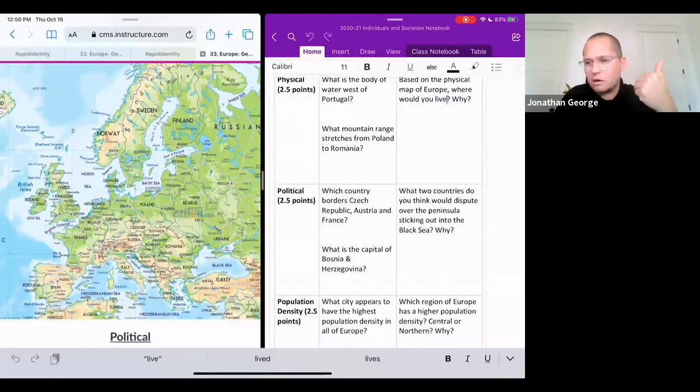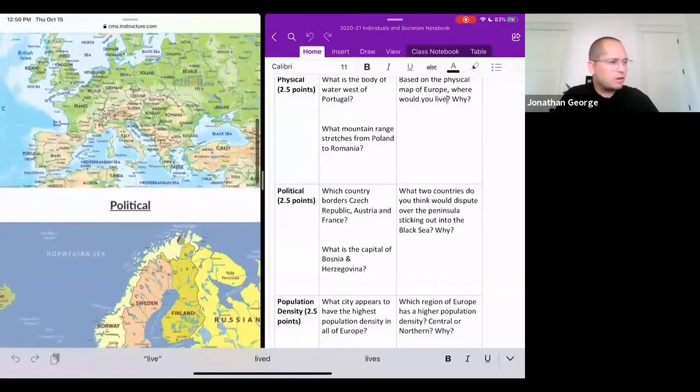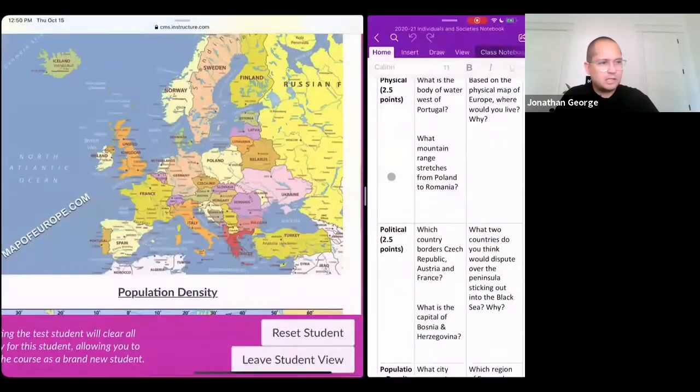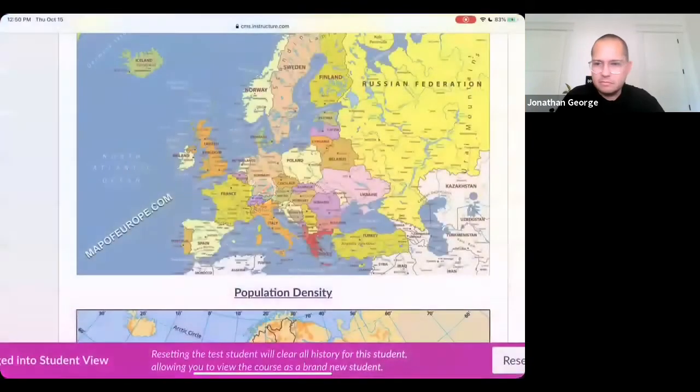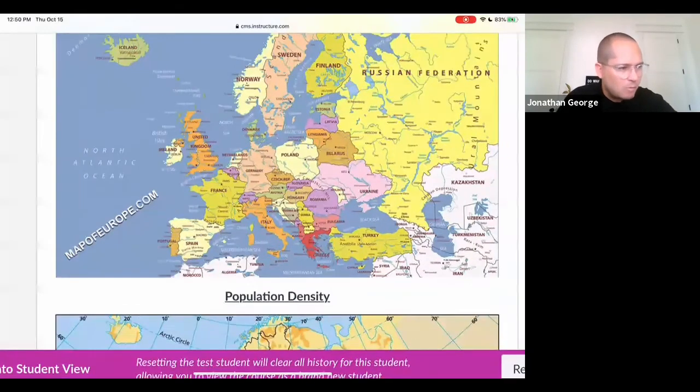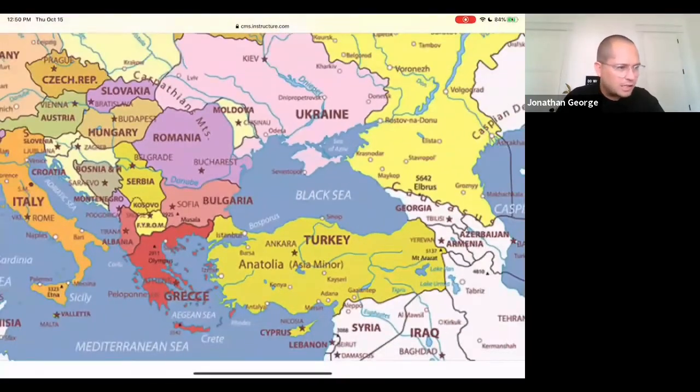Okay, so it wouldn't necessarily be considered an island, but it is a piece of land that is surrounded on three sides by water. Okay, so if I'm looking at the political map, you gotta find the peninsula that's in the Black Sea, right? Find the peninsula that is in the Black Sea. You may need to zoom in a bit more, right? Black Sea. All right, I see a peninsula there.